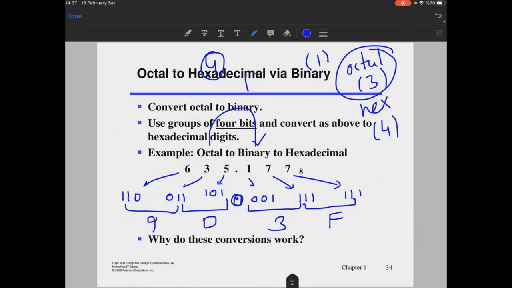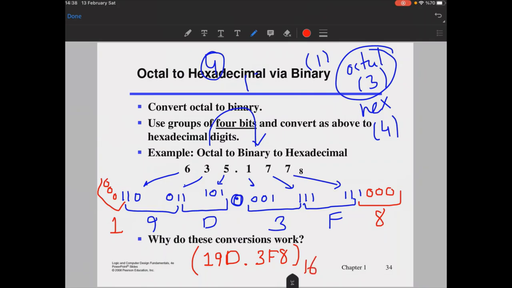And what else? Now, be careful. You zero fill the remaining parts. Now I have four digits here, and this one will be your 1, and this one will be your 8. All right, and your final number will be 19D.3F8 in base 16. That's how it works.